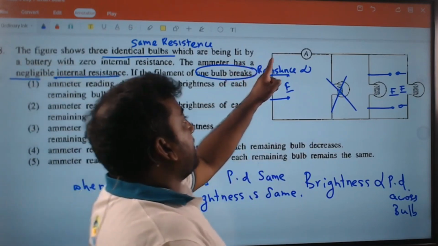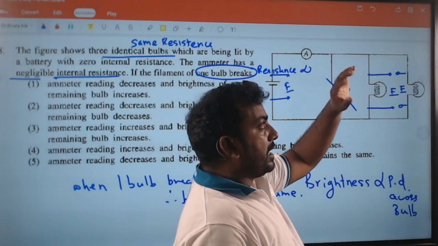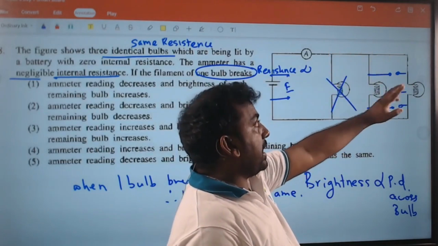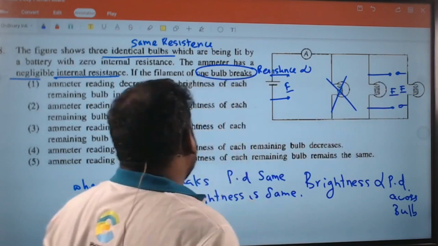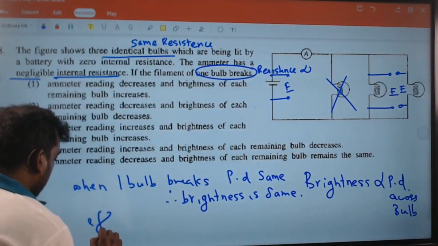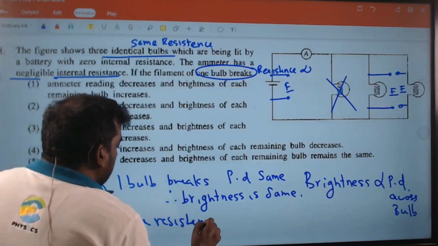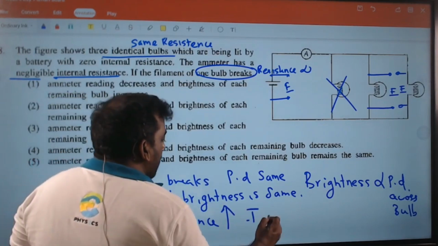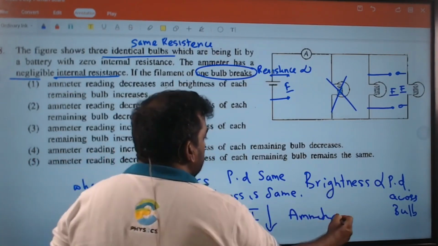What can you say about the ammeter? 3 resistors, R, effective R over 3. Now 2 resistors, R over 2. Resistance has increased, current will reduce. Effective resistance increases, current reduces, ammeter reading reduces.